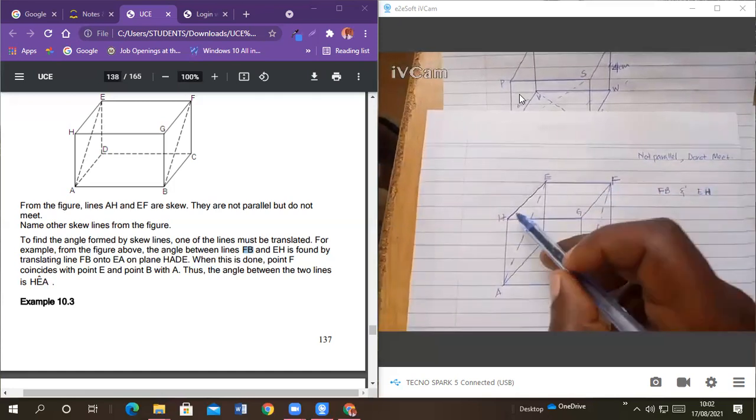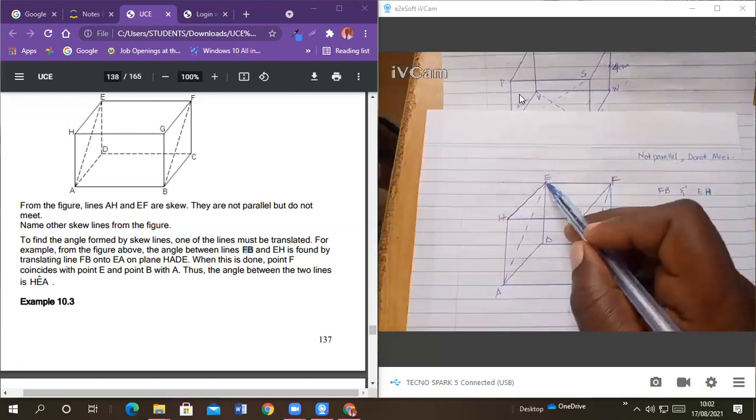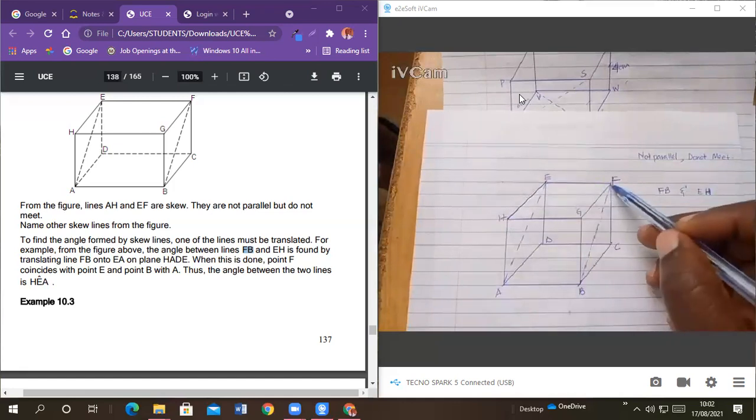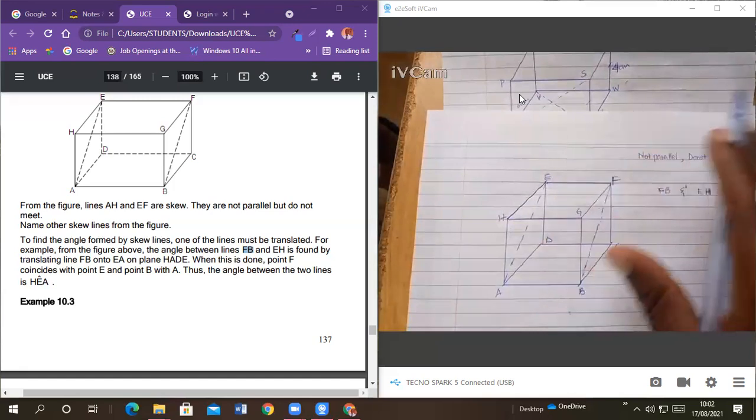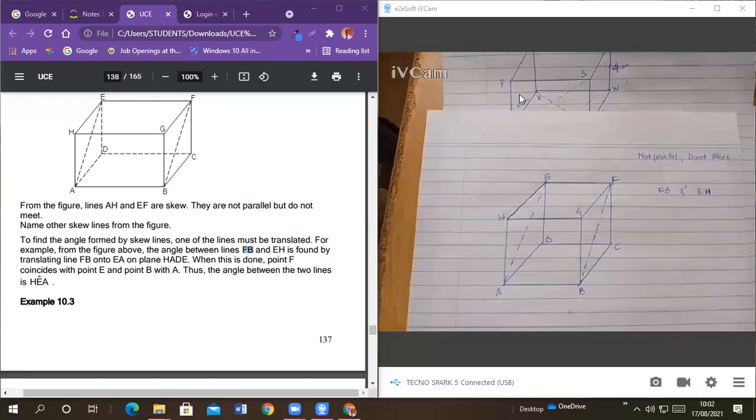So you can see this EH is this side. It is not connected to FB. There is no point that connects them. They are not connected anywhere. So it means that they do not meet. And also they are not parallel.